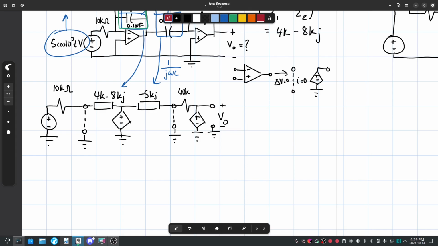Now we can just do KCL. Oh, you're doing the JWC. Yeah. Now we can do KCL. Whenever you have op amps, you do KCL on the negative input. So that's right here, because it makes everything a lot simpler.